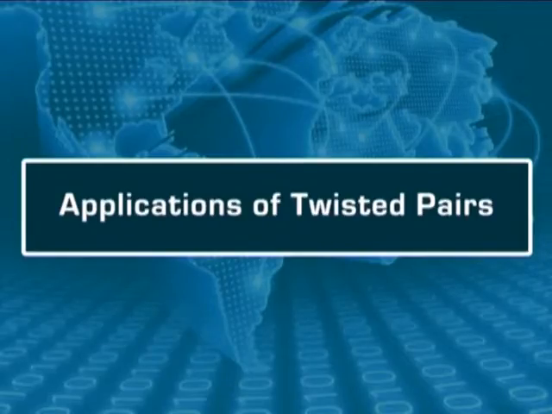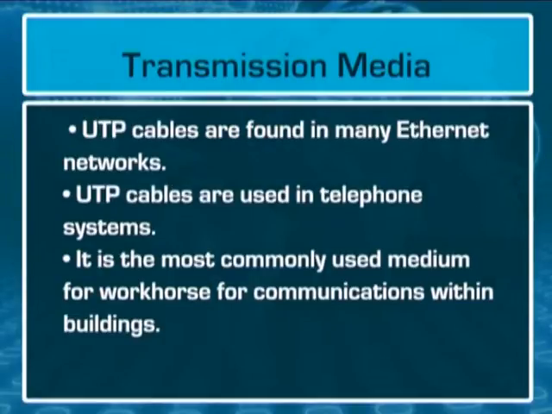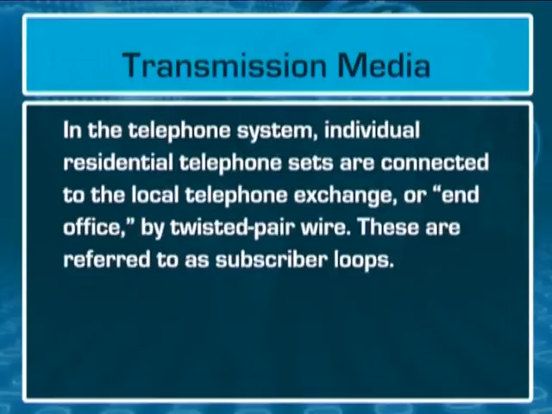Next is applications of twisted pairs. There are many applications such as UTP cables are found in many Ethernet networks. UTP cables are used in telephone systems. It is the most commonly used medium, the workhorse for communications within buildings. In the telephone system, individual residential telephone sets are connected to the local telephone exchange or end office by twisted pair wire. These are referred to as subscriber loops.